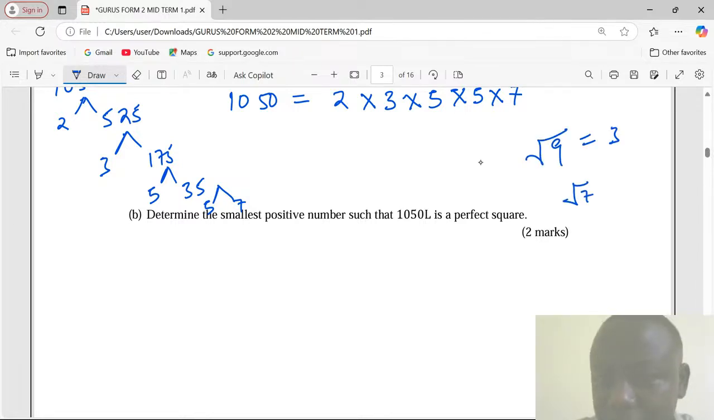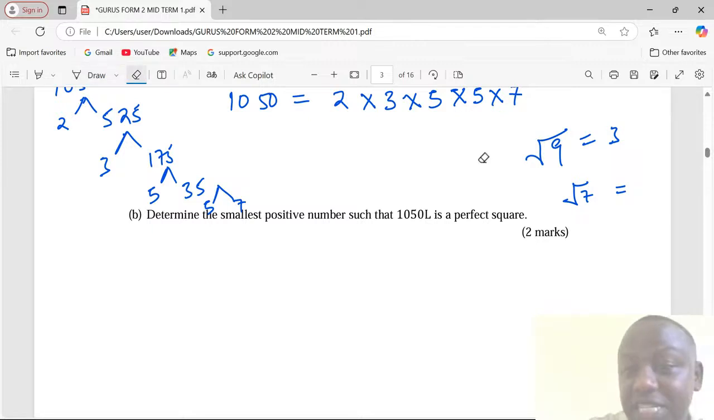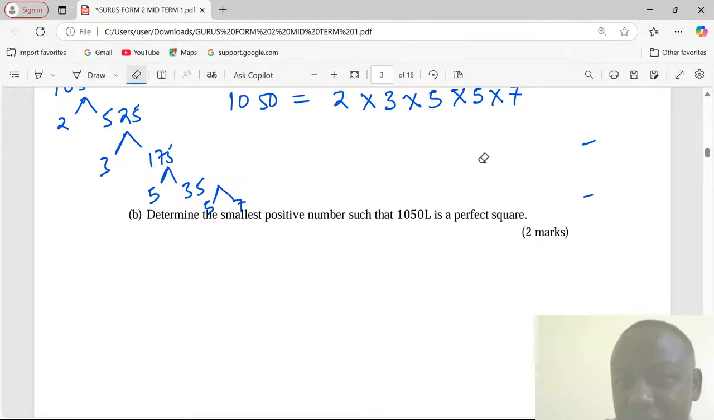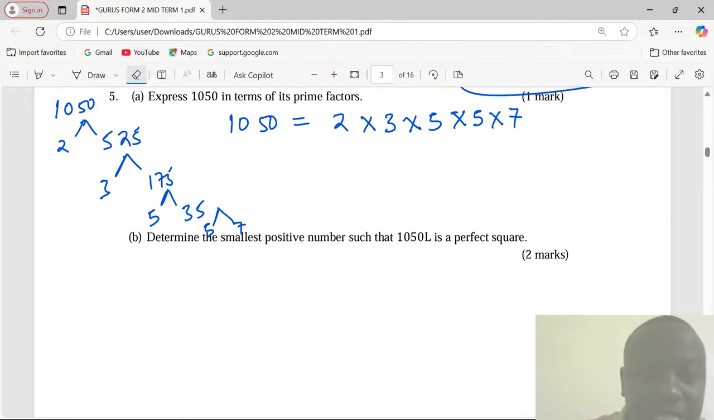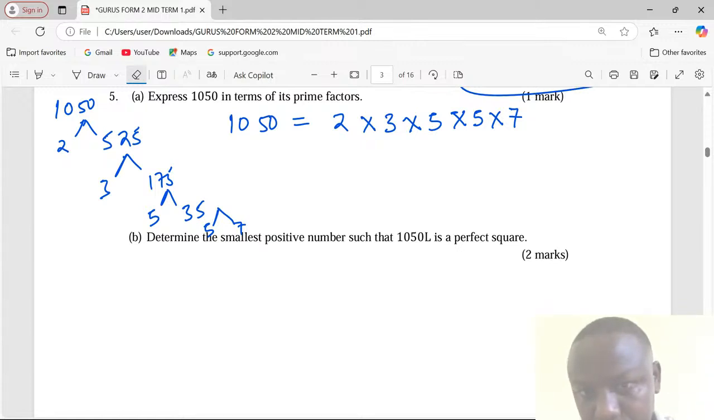But the root of 7, you see, we cannot get an exact number. The root of 7 will be point something, or we leave it as a surd. So we need now 1050 multiplied by a certain number to become a perfect square. One thing you're supposed to know about perfect squares is that the prime factors making a perfect square are always in pairs. The prime factors making perfect squares are usually in pairs.